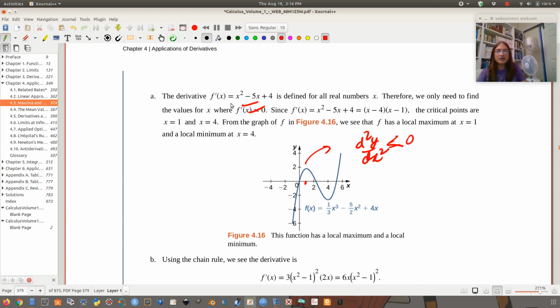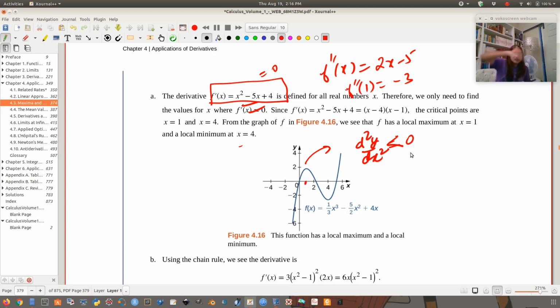Okay, so here we found f prime x to be this function, and at x equals 1 and x equals 4, this will be equal to 0. But what about the second derivative? So find the second derivative of the function, which is 2x minus 5, and plug in x equals 1. So at 1, f double prime at 1 is negative 3. It's negative. So slope is decreasing. That means it's a local maxima.